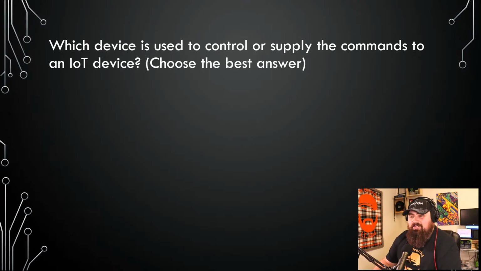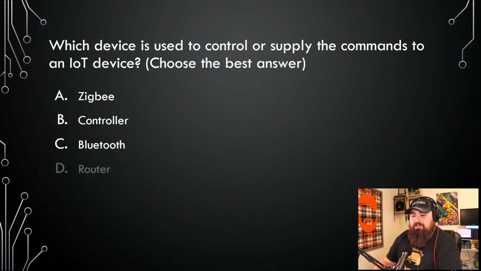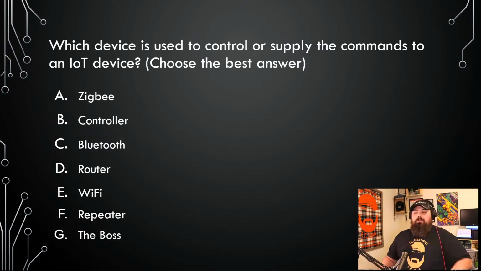Alrighty, next question. Which device is used to control or supply commands to an IoT device? Choose the best answer. Is it A, Zigbee, B, a controller, C, Bluetooth, D, a router, E, Wi-Fi, F, a repeater, or G, the boss? Which one of these devices is used to control or supply commands to an IoT device?